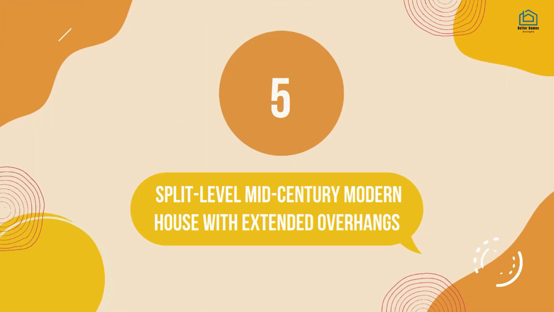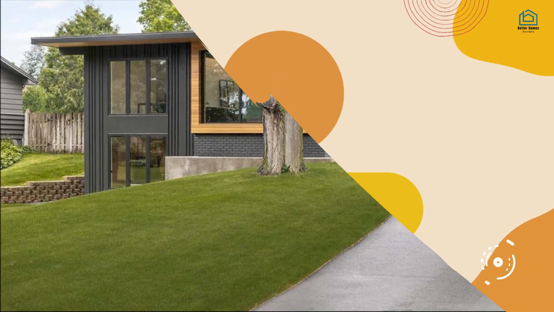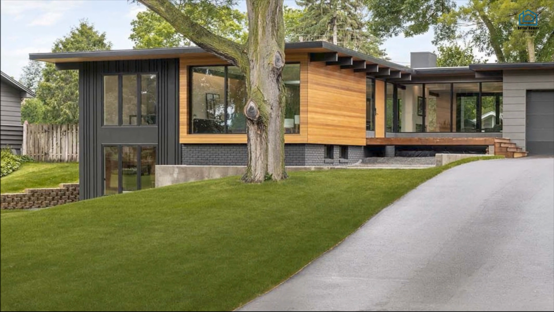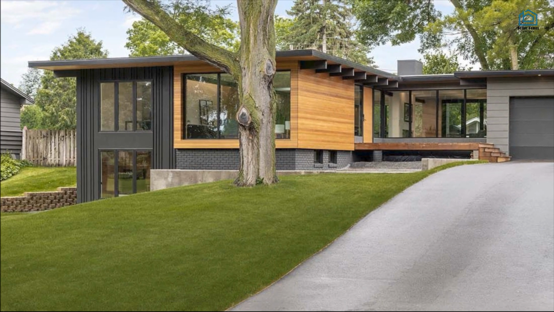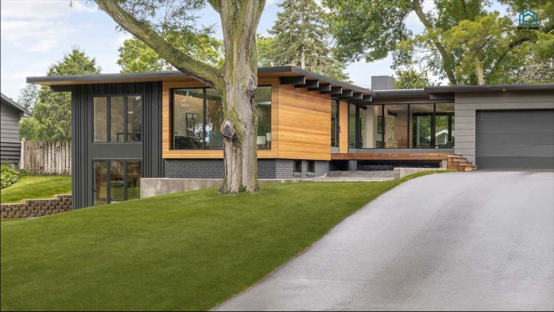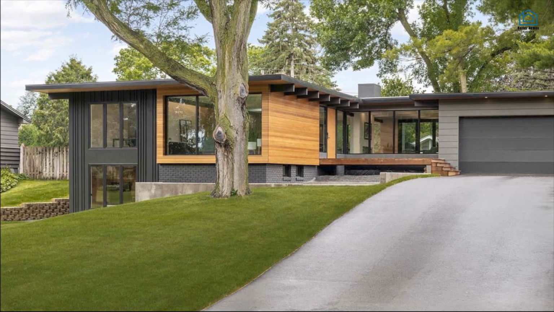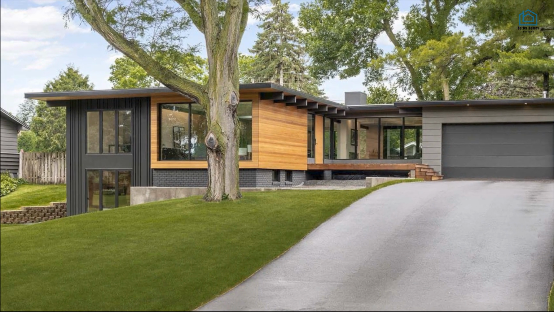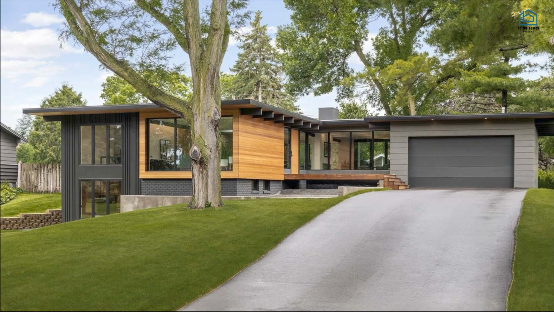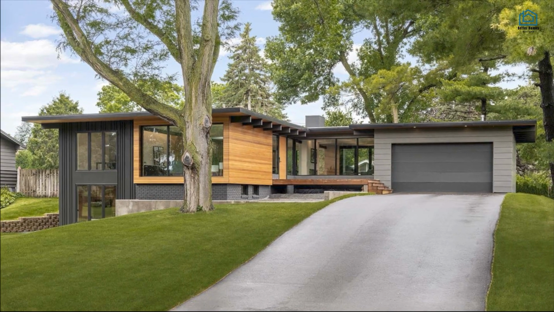5. Split-level mid-century modern house with extended overhangs. Nestled among mature trees, this split-level home combines charcoal vertical siding with rich honey-toned horizontal timber framing around prominent windows. Wide roof overhangs with exposed beams project outward over a sloped lawn and paved driveway, striking an ideal balance between modern structure and natural surroundings.